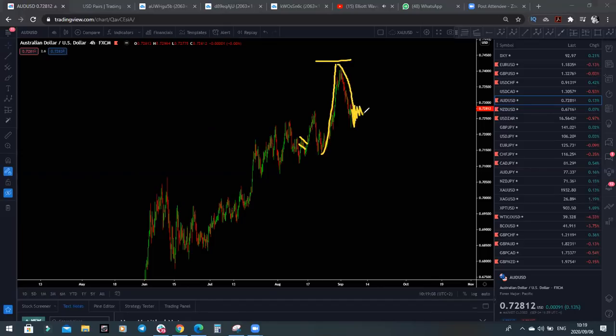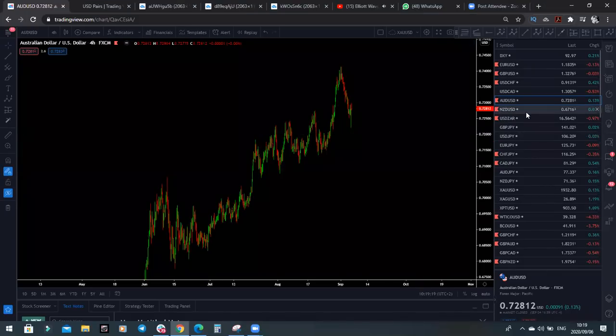We're going to get this one to correct here and make a move to the upside. So let's wait for the structure that is going to build here. We'll see if we're going to get continuation pattern to the downside. That is AUD US dollar, New Zealand.